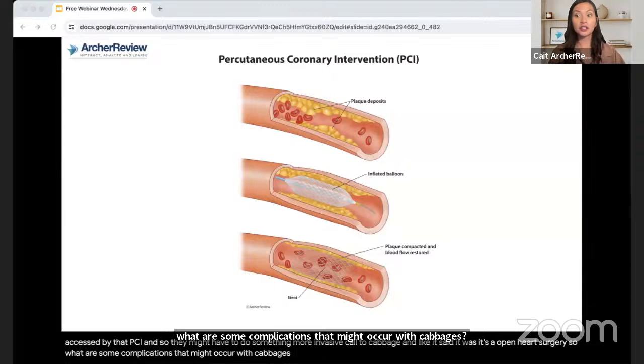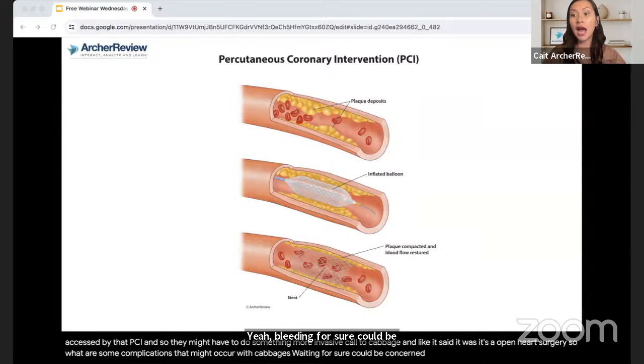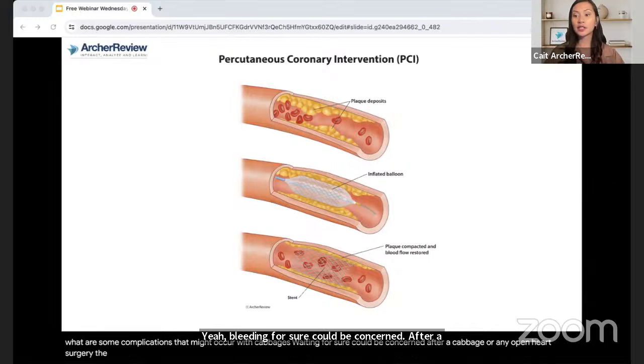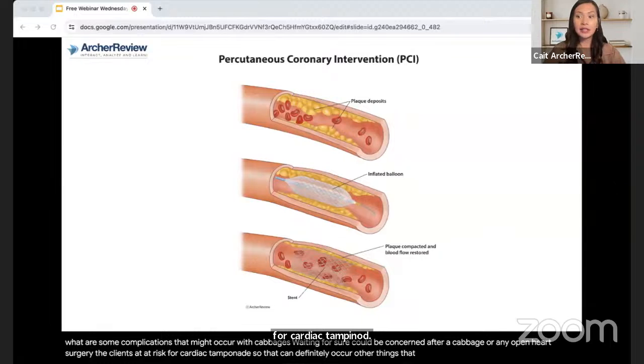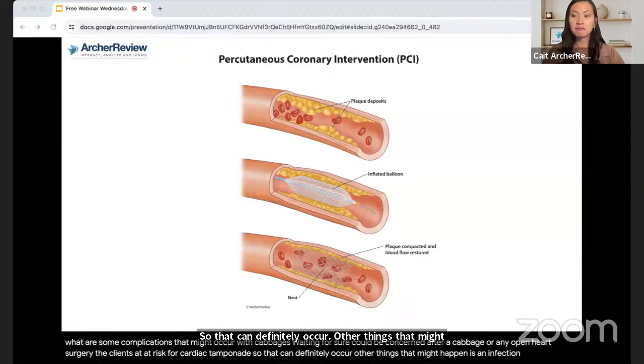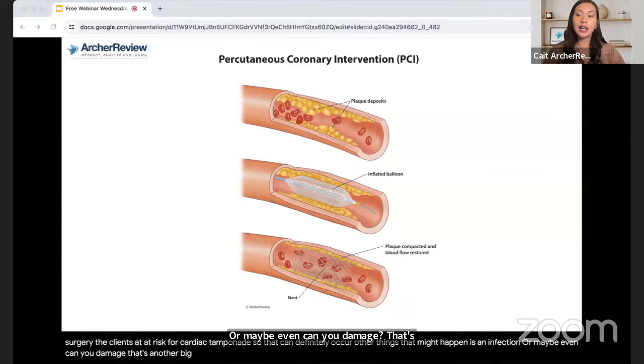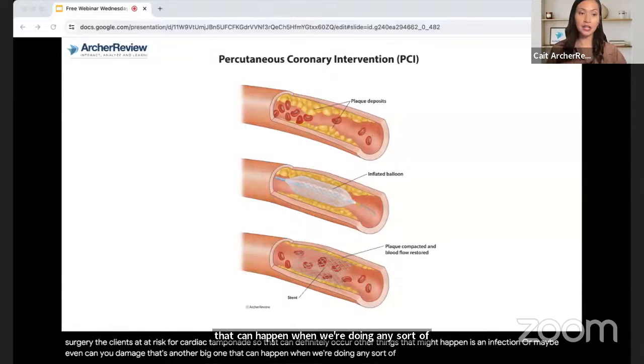Yeah, bleeding for sure could be a concern. After a CABG or any open heart surgery, the client's at risk for cardiac tamponade. So that can definitely occur. Other things that might happen is an infection. Or maybe even kidney damage. That's another big one that can happen when we're doing any sort of interventions with the heart.